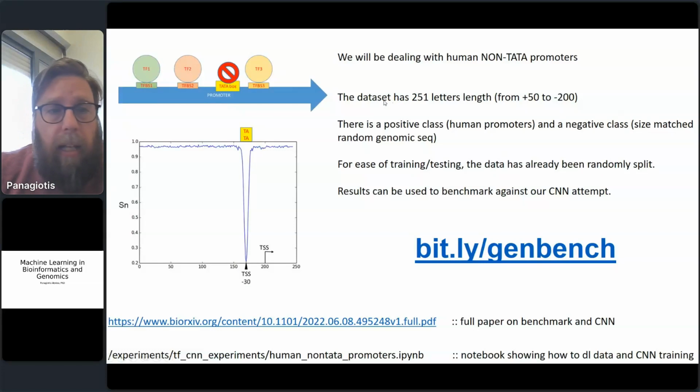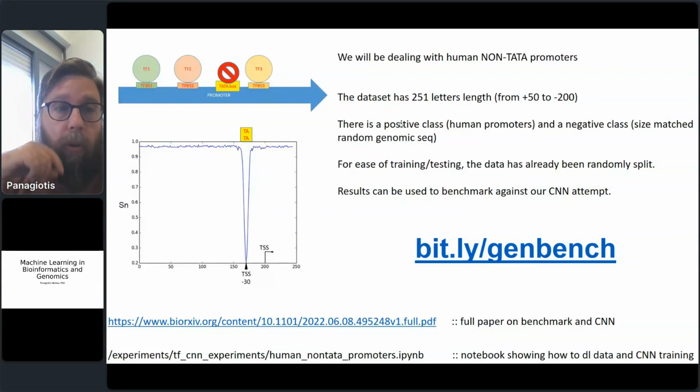So the dataset has thousands of sequences. Each one has 251 letters. There's a positive class that is real human non-Tata promoters, and the negative class that is the same size, but random parts of the genome that are not promoters. So it's a pretty straightforward classification task, basically, what we're trying to do.